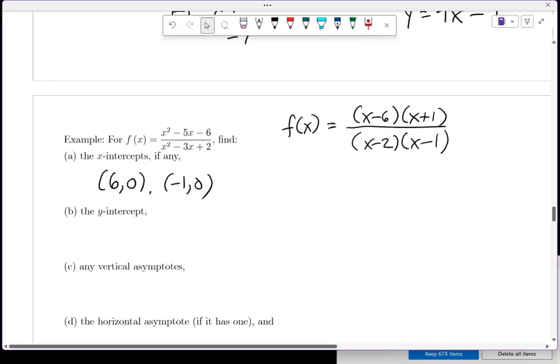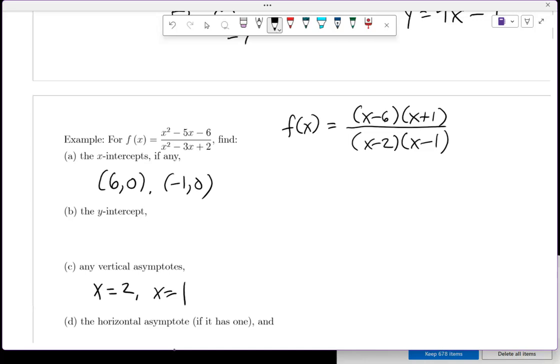Where do you see the denominator equal to 0? 2 and 1. So our vertical asymptotes, and remember again, asymptotes are lines. Lines are described with equations. Okay? So I don't want to just write 2 and 1. What do I want to write? x equals 2, x equals 1, right? Remember, asymptotes are lines. Lines are described by equations, not numbers. Okay?